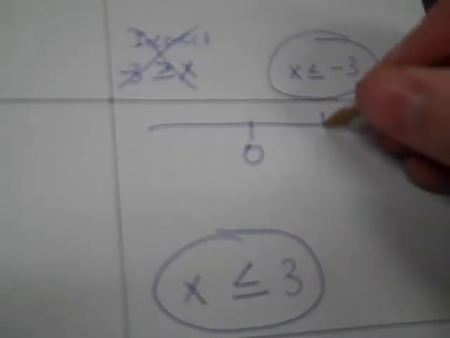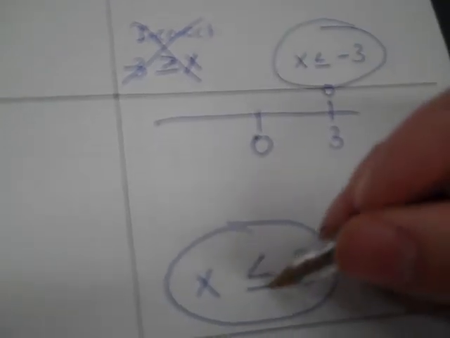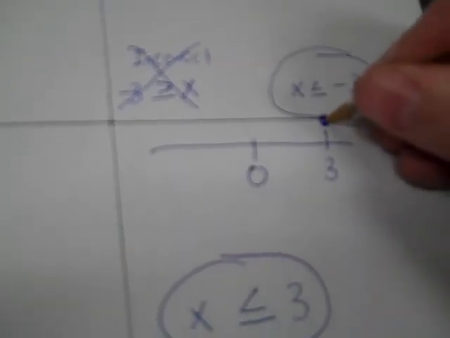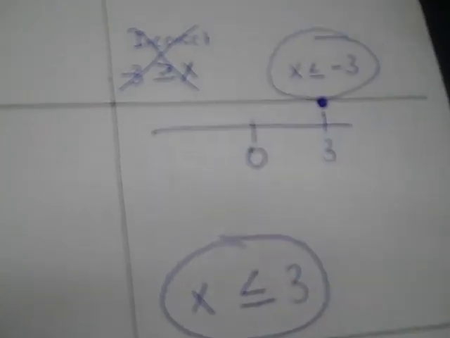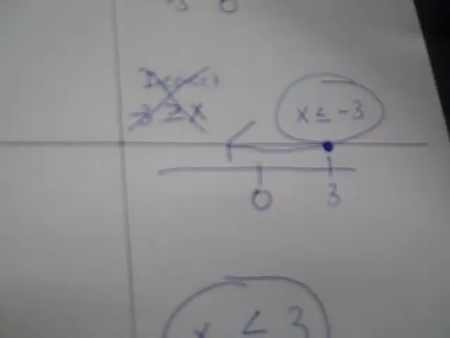Okay, so positive 3 is the critical number. So you're going to circle it, and there's a bar there, so you're going to want to fill it in, and then the nose would go this way, so it goes to the left.